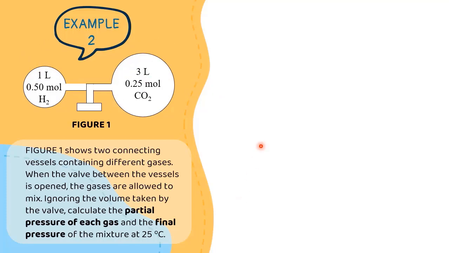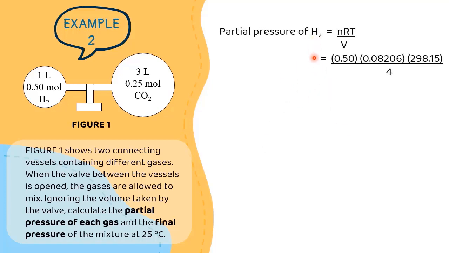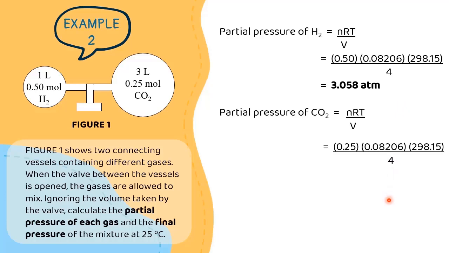Since the question asks for partial pressure, we cannot do the same working as in the previous example. We need to calculate the partial pressure of each gas separately, for hydrogen gas and also for CO2 gas. So the moles have been given for each gas. Note that the volume now is the total volume, no longer the individual volume. And lastly, the partial pressure for H2 is going to be 3.058 atm. Then do the same for CO2.